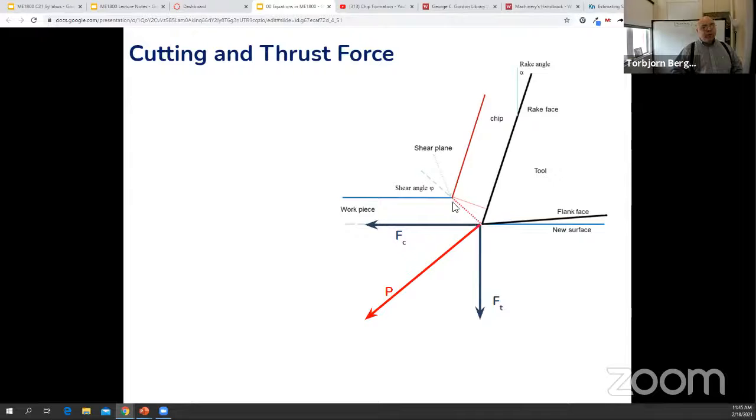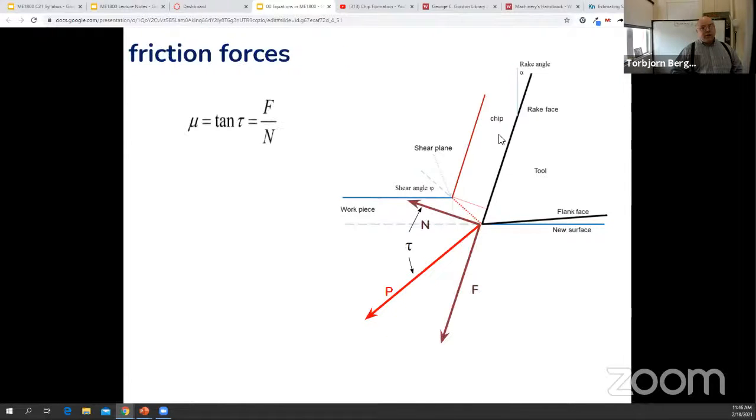And if we know this shear angle, and we can figure out the shear angle by knowing what the uncut chip thickness and chip thickness are, and we know what the rake angle is, we can actually convert from one coordinate system to the other just with geometry and trigonometry. A cool thing here, though, is mu is the friction coefficient, right? The friction coefficient between the rake face and the chip equals the friction force over the normal force, equals the tangent of the angle between that normal force and the resultant force.